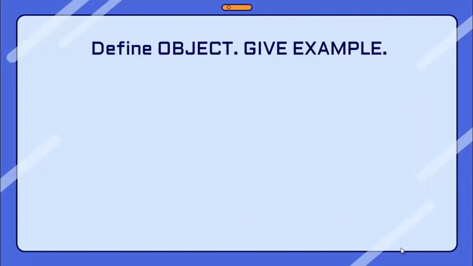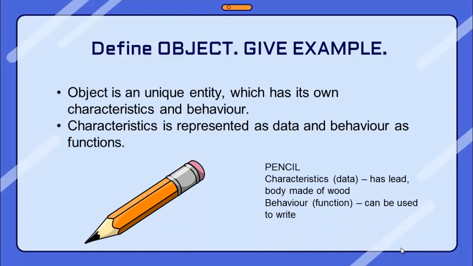Define object, give example. So an object is a unique entity which has its own characteristics and behavior. Characteristics are represented in terms of data and behavior is represented in terms of function, and you have to give an example. So here I had given the example of a pencil. Characteristics: it has a lead, the body is made up of wood. Behavior: it is used to write.